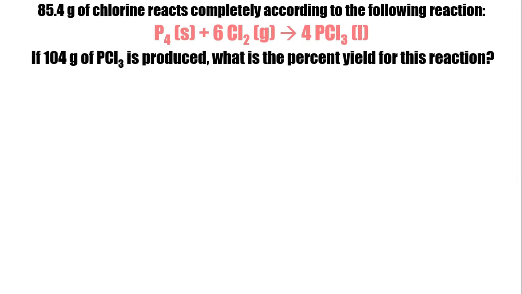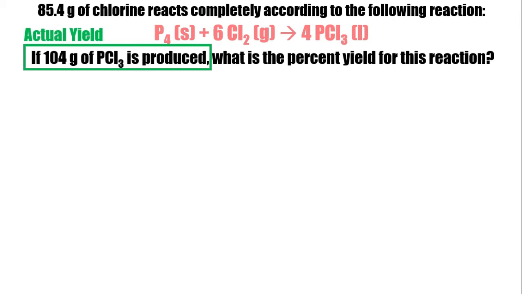Okay, so let's have another problem. 85.4 grams of chlorine reacts completely according to the following reaction. If 104 grams of phosphorus trichloride is produced, what is the percent yield for this reaction? Now let's analyze the problem. We have the actual yield, 104 grams, and we're looking for the percent yield. In order to get the percent yield, we need to have the theoretical yield first.